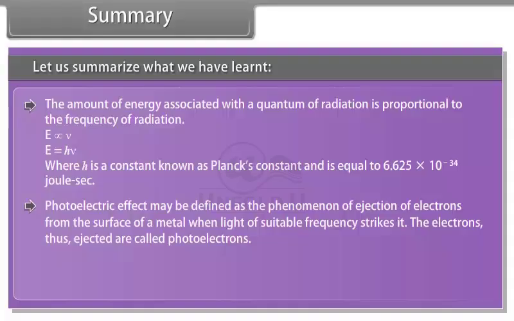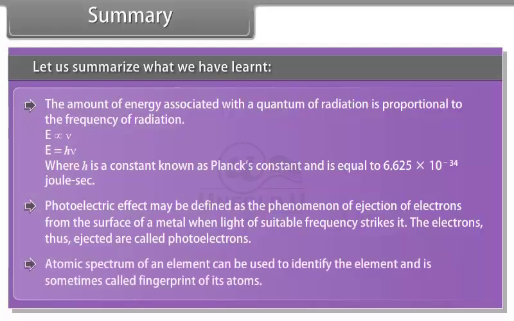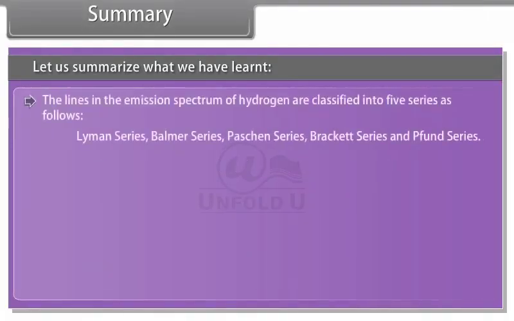Photoelectric effect may be defined as the phenomenon of ejection of electrons from the surface of a metal when light of suitable frequency strikes it. The electrons thus ejected are called photoelectrons. The atomic spectrum of an element can be used to identify the element and is sometimes called the fingerprint of its atom. The lines in the emission spectrum of hydrogen are classified into 5 series as follows: Lyman series, Balmer series, Paschen series, Brackett series and Pfund series.